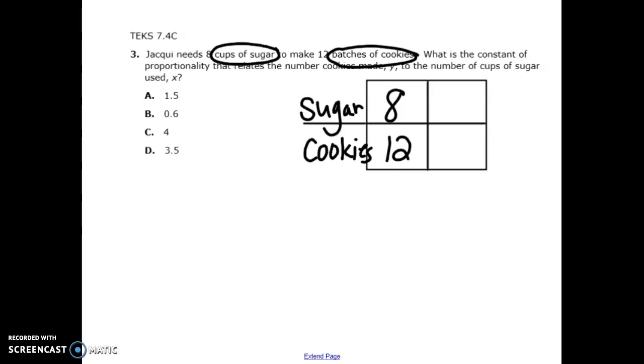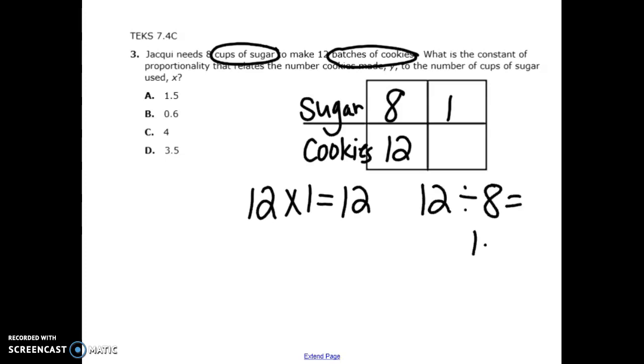So what we need to do here is just divide. So we want for 1 cup of sugar. So we're going to cross multiply and divide. So we'll do 12 times 1 equals 12. And then 12 divided by 8 is 1.5. So our answer to that is 1.5. You could have also just done it as y divided by x, which would be 12 divided by 8, which is what we did right over here.